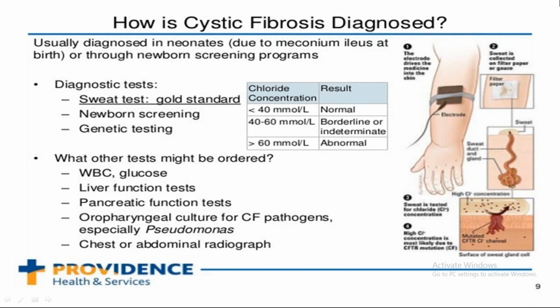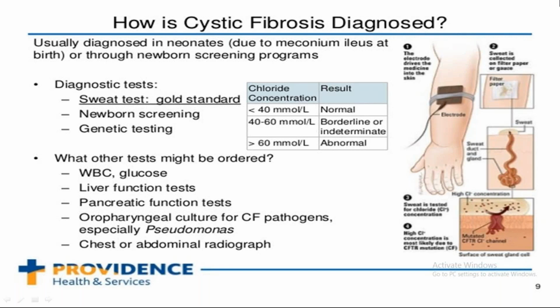Normally, it will be less than 40 millimoles per liter. But in case of abnormality, if a chloride concentration is 40 to 60 millimoles per liter, it is indeterminate or borderline. To label a patient as cystic fibrosis, the chloride concentration should be more than 60 millimoles per liter. The main gold standard test to diagnose cystic fibrosis is the sweat test.